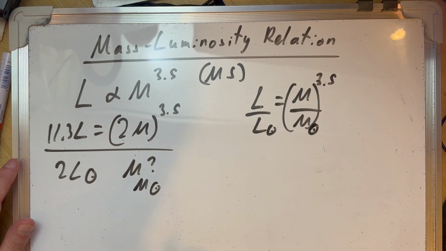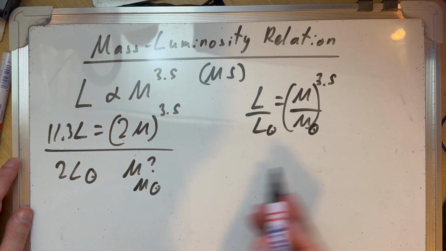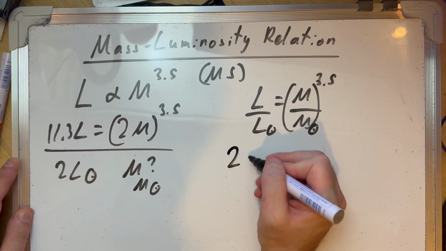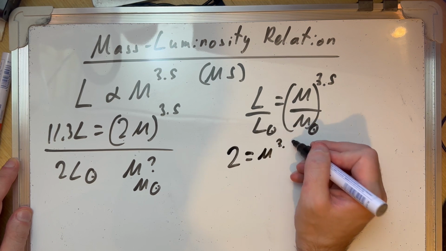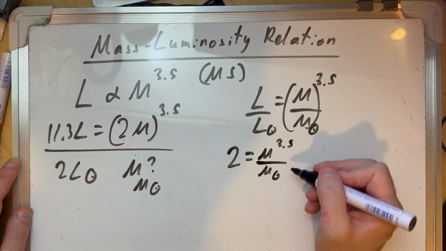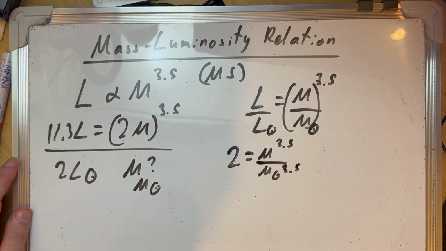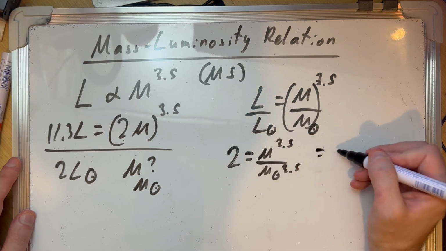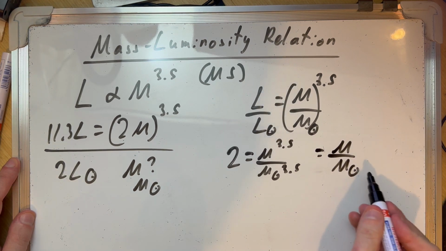So I want the mass of something. I've just said its luminosity is twice that of the sun. So this side of the equation is 2. So that's m to the 3.5 over m sun to the 3.5. So really I want that ratio there, m over m sun to the 3.5.